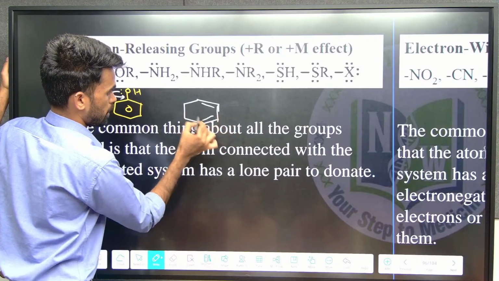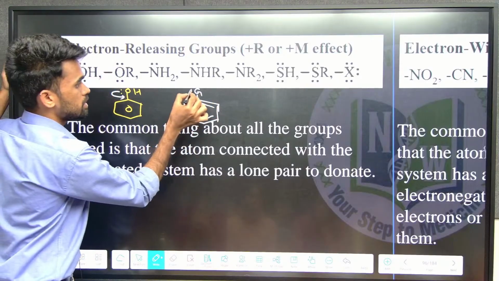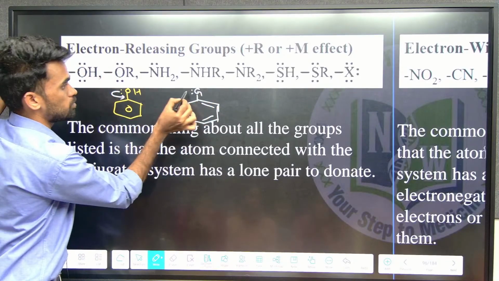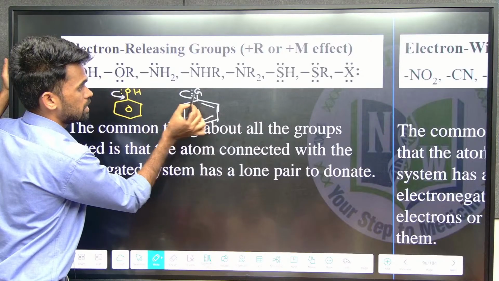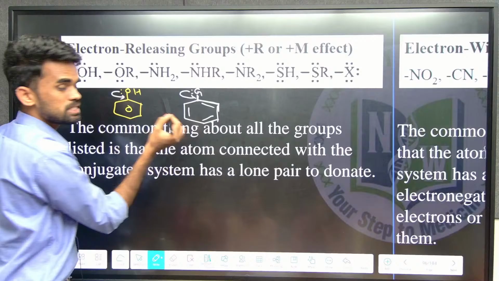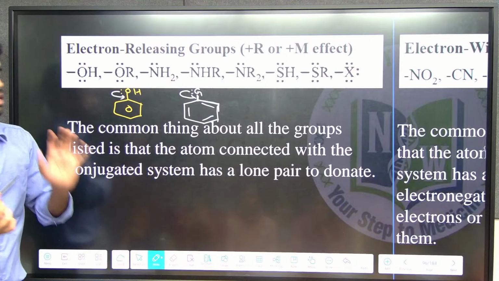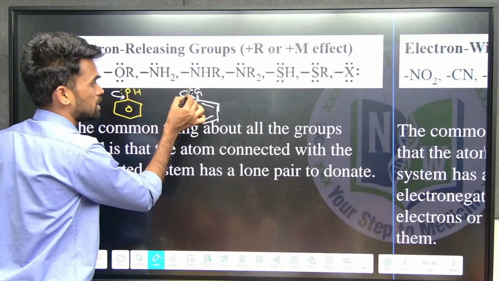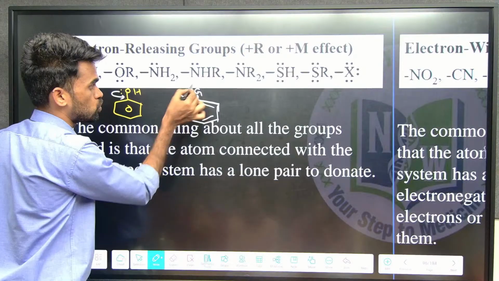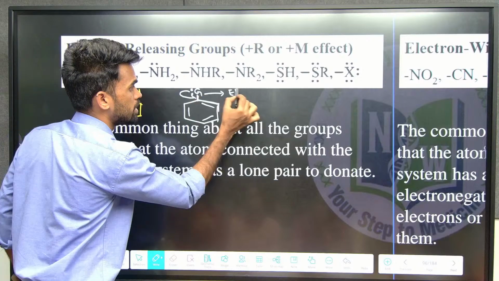See, pi bonds are like this, and I am writing a generalized group G. This G group has some lone pair electrons on it, non-bonding electrons. See, lone pair, sigma bond, pi bond. It means they are in alternate positions. If they are in alternate positions, conjugation takes place. During the conjugation this group G is giving its electrons. So I can say this group is an electron releasing group or +M group.